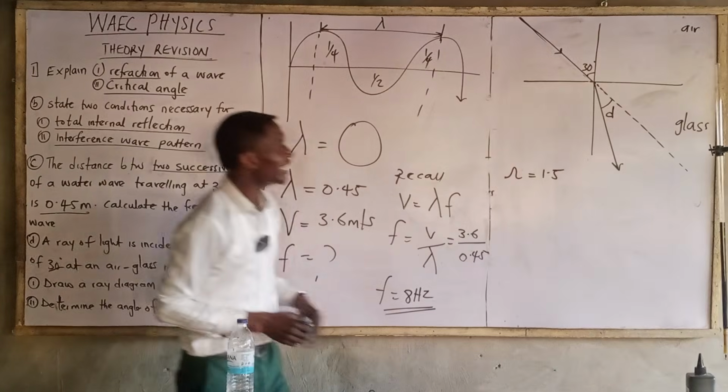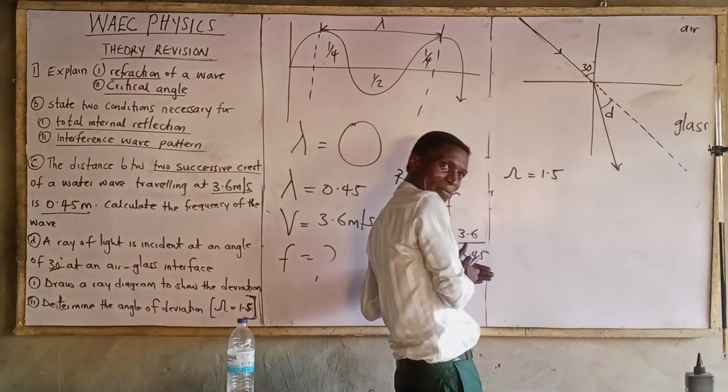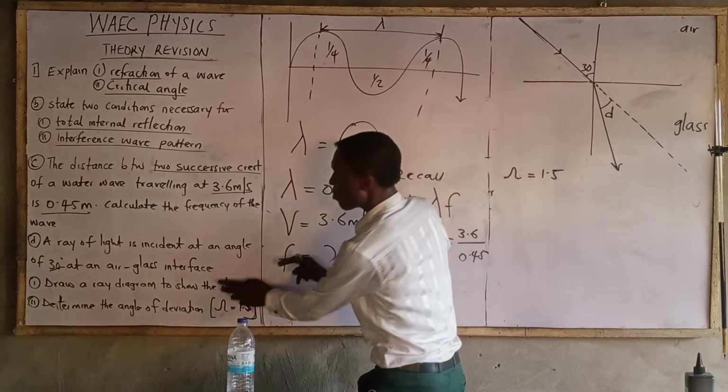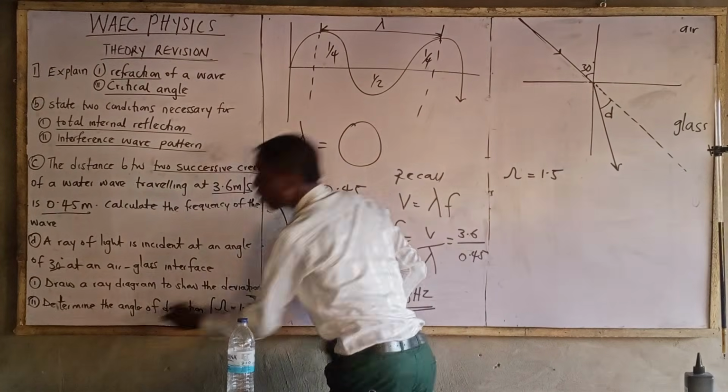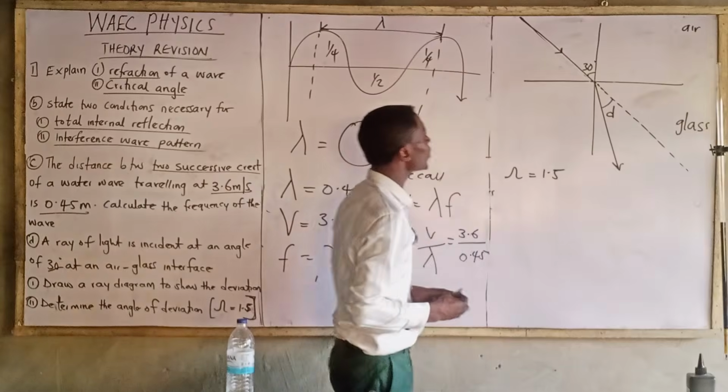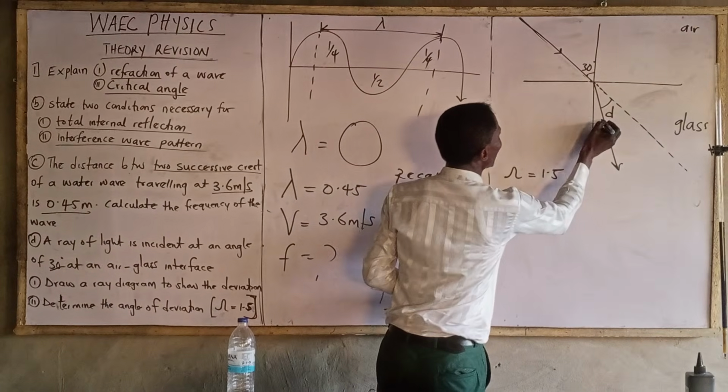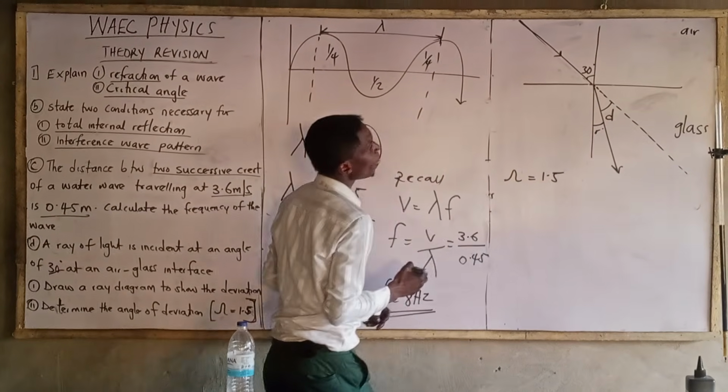This is the angle of deviation, the angle at which it has deviated. All right, so here we have been able to draw a diagram. Then we have to determine the angle of that same deviation. How do we get the angle of deviation? Now, let us get the angle of refraction first.